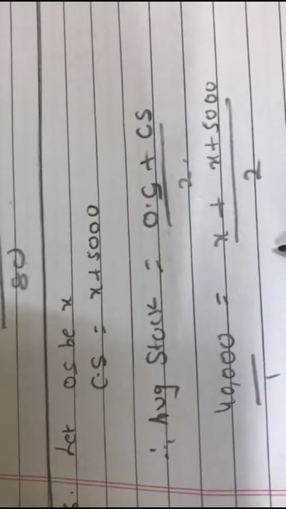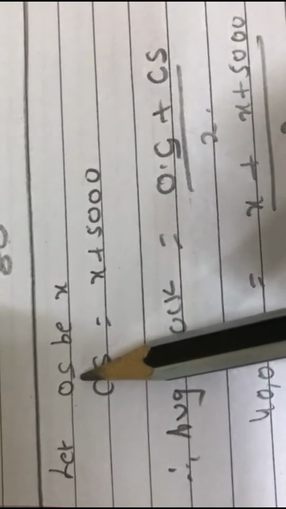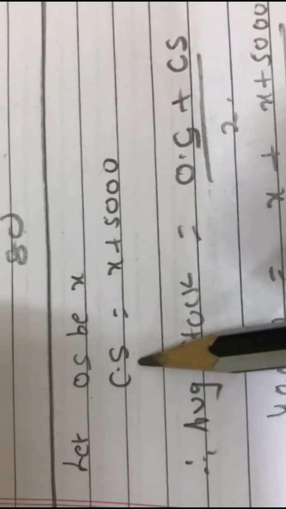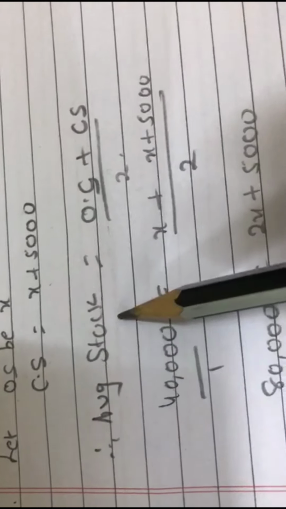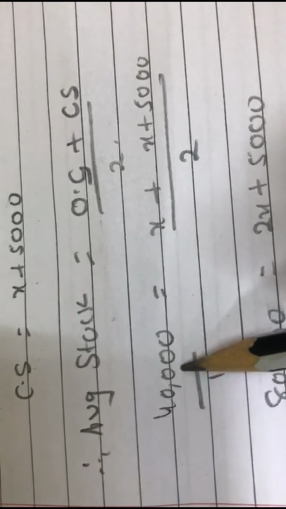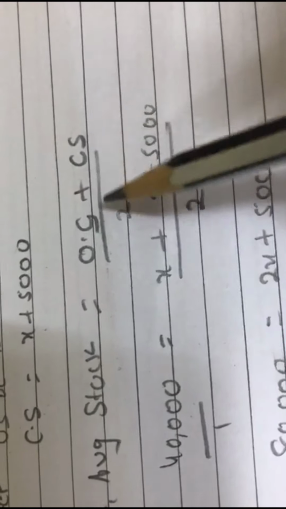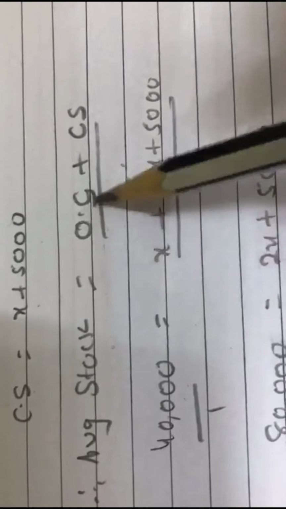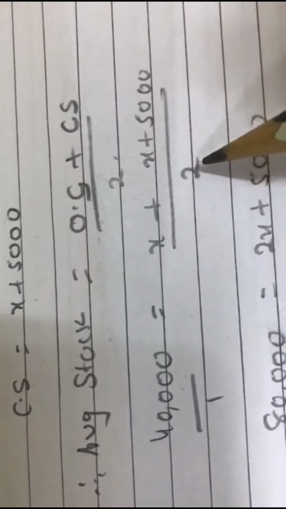Now we'll move on to the calculation of the other missing items, opening stock and closing stock. They say that closing stock is 5,000 more than opening stock. So let us assume opening stock be X. Therefore closing stock will be X plus 5,000. We have calculated average stock as 40,000. What is the formula? Average stock is equal to opening stock plus closing stock divided by 2. Opening stock is X plus closing stock X plus 5,000, divided by 2.